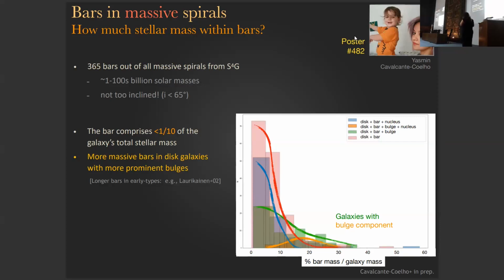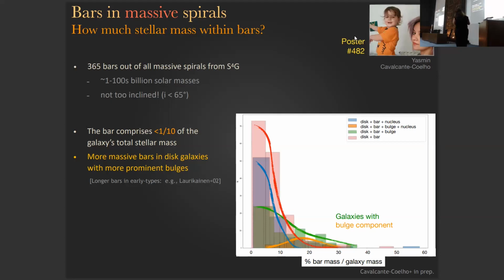In this case, ignoring the distinction, it's just a histogram of the bar to galaxy mass ratio. You can see that it falls under 10%, so it's between 5 and 7% of the galaxy mass. But the interest here is also to look at the different components that we see in these galaxies. We have over 360 bars, so we can actually do this.